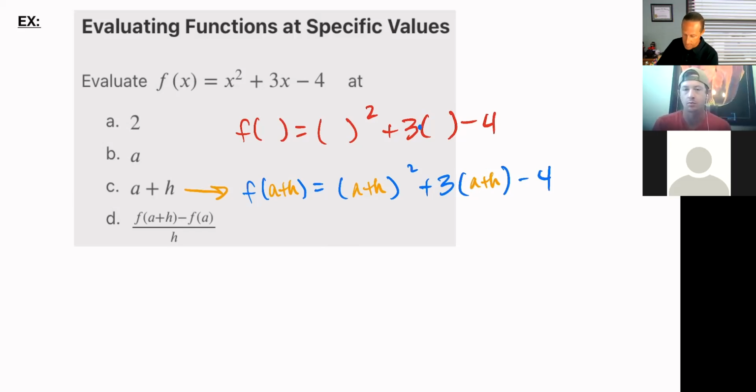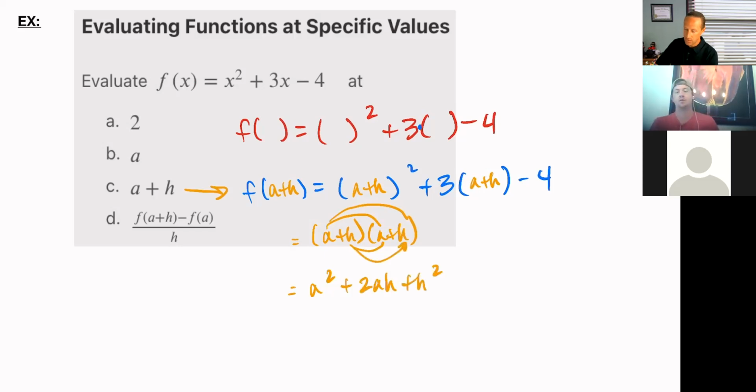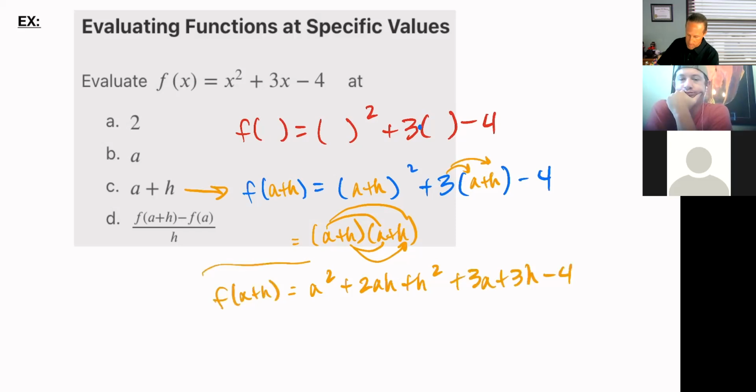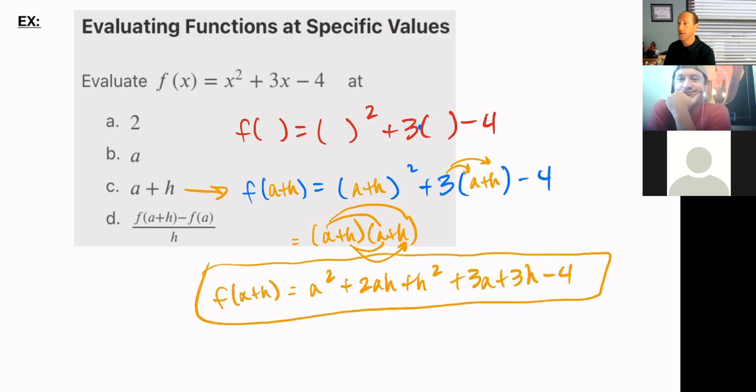You actually have to take the a plus h and square it, which means foiling or distributing to get your a squared plus an ah and another ah, which means I have 2 ahs, and then my h squared last. You see, if you just squared the a and the h, you would completely have left off that middle term. And again, that's one of the most common mistakes within these types of problems. And that, unfortunately, would be my answer for that.